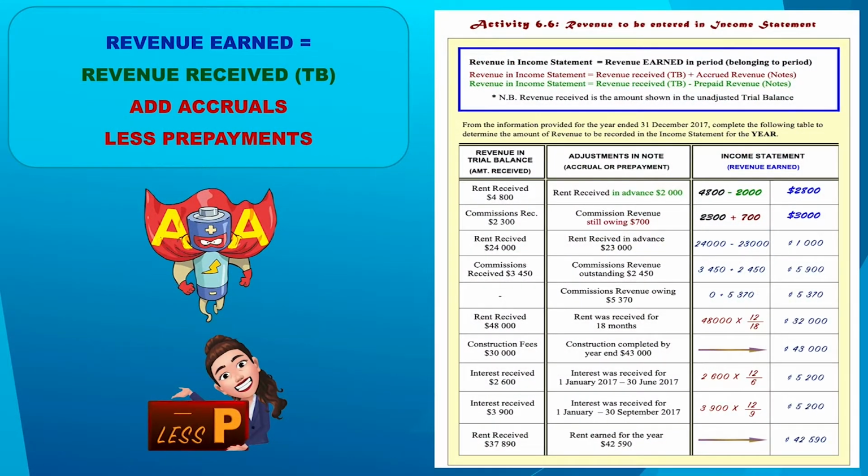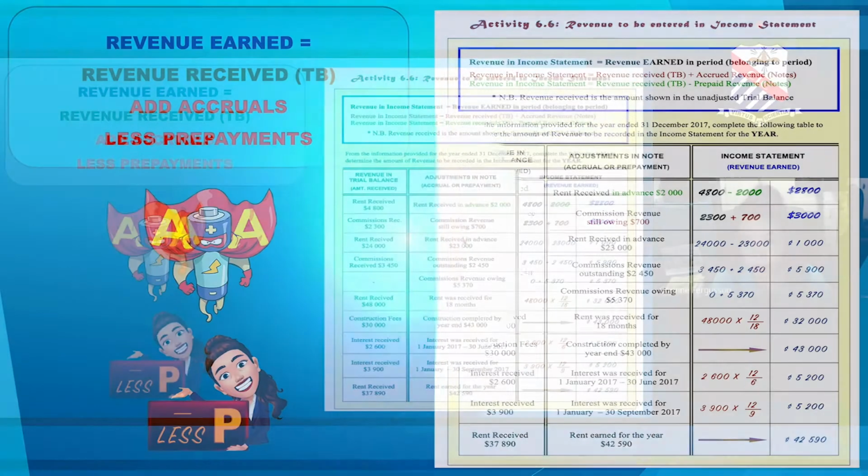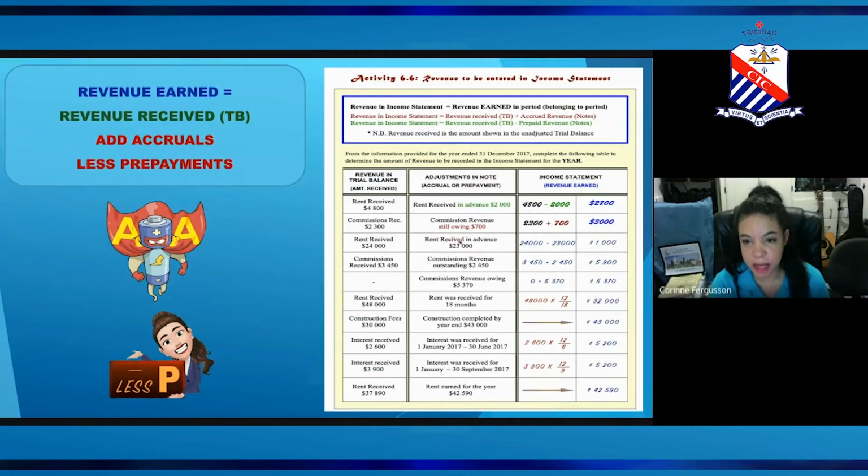And this was the activity that we had done. We are just going to be concentrating on the very easy ones. For example, this is a prepayment with a typo. Rent received in advance. When you see in advance, it is a prepayment, and you always less your prepayment. And accruals, so outstanding means accrual, you will add it.